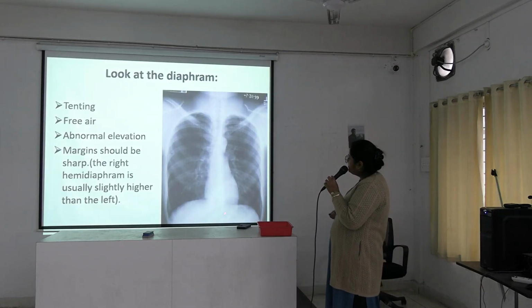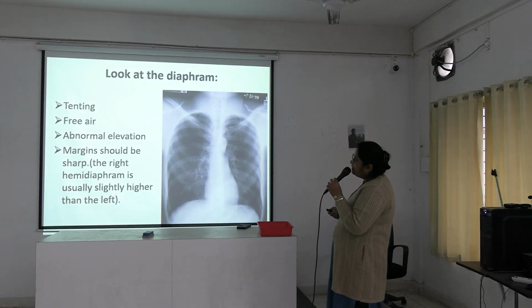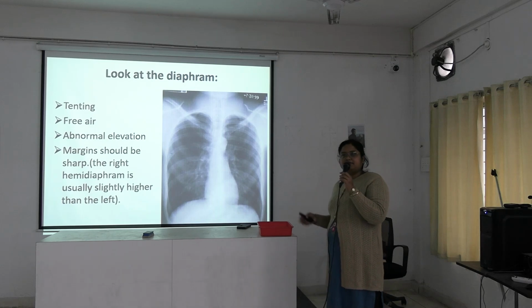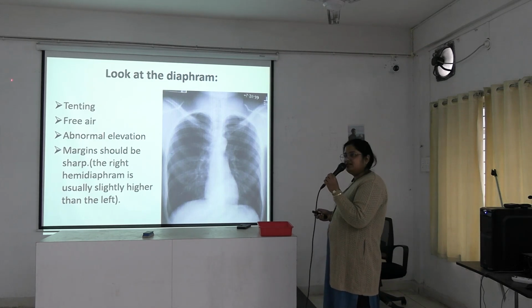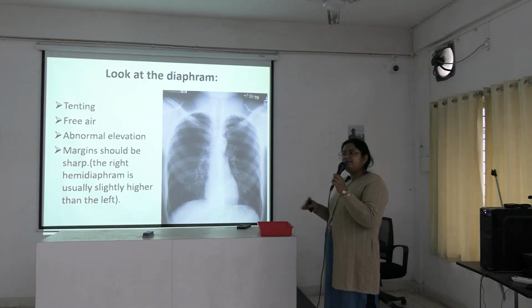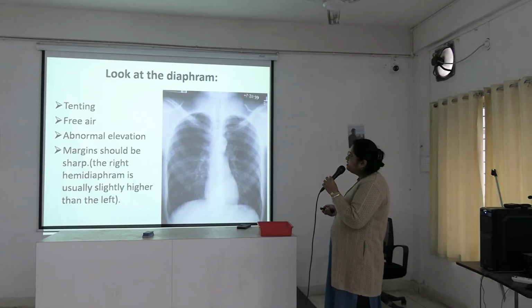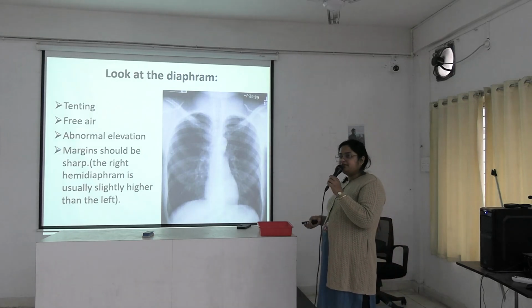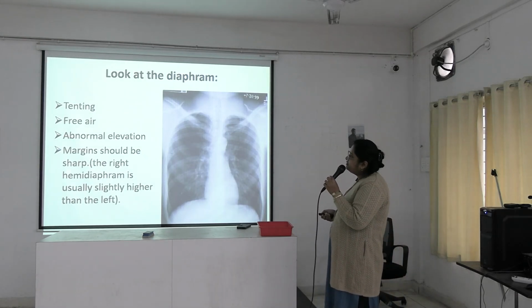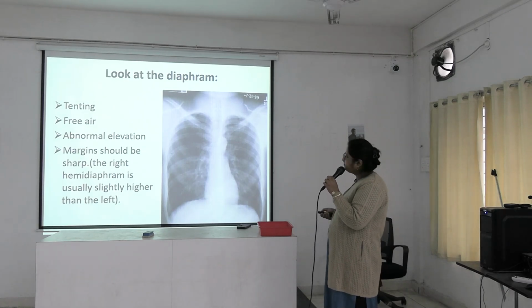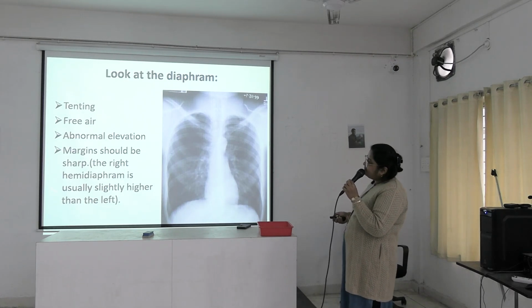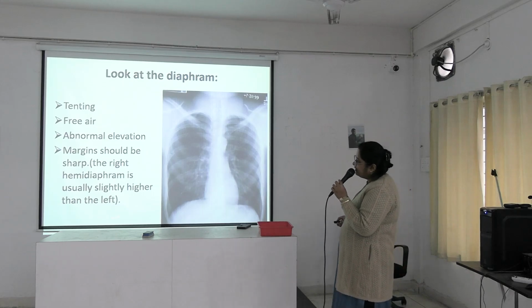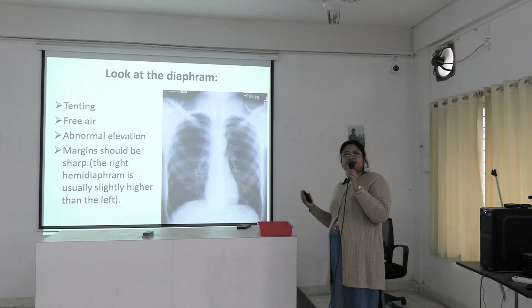Look at the diaphragms, the domes of the diaphragm. There is tenting in case of some pathologies of the diaphragm or paralysis of the diaphragm. There may be tenting or free air under the diaphragm, which means perforation. Abnormal elevation can be there in case of paralysis of the diaphragm, and margins should be sharp. The domes have a clear outline. The right hemidiaphragm is usually slightly higher than the left because of the position of the liver.